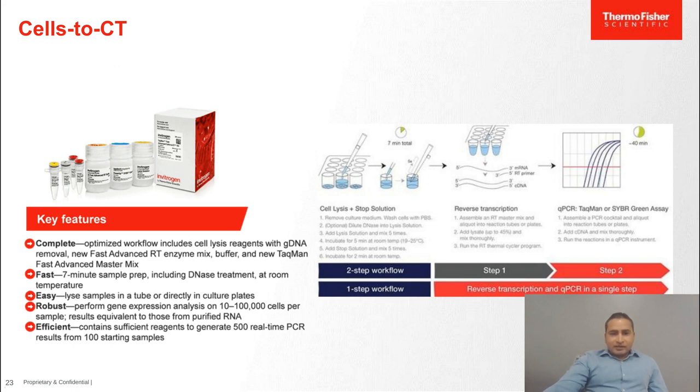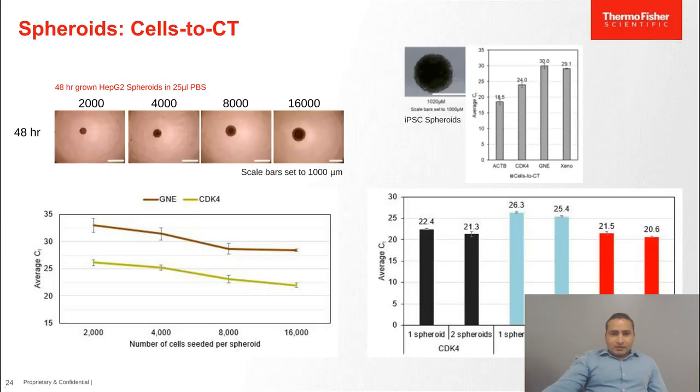So we then looked at RNA isolation from spheroids and organoids using this same workflow, and for the experiments presented here, we performed a 1-step workflow to look at gene expression. So again, images of the HepG2 spheroids grown for 48 hours, like we talked about earlier, with various cell input. And you can see that the average CT values indicated linear recovery of RNA from HepG2 spheroids.